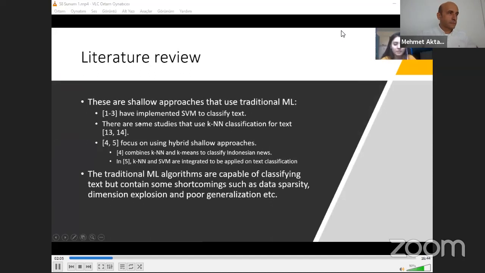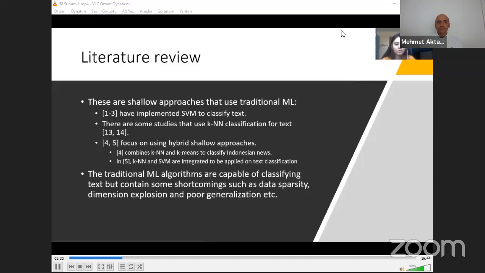Classify text, and some of the studies that use KNN for the classification of the text, and some of the techniques combined two or more machine learning algorithms known as hybrid shallow approaches. For example, some of them used KNN and K-means to classify Indonesian news, and the others used KNN and SVM to be applied on text classification.